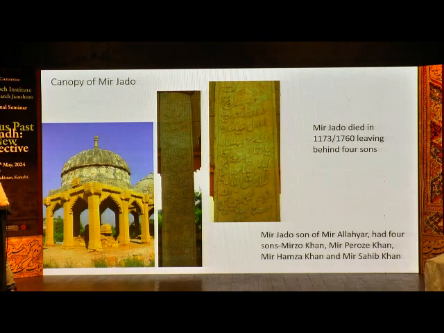For instance, if you look at this, this is a canopy, as we call in Sindhi, chhatri. On one of the columns or the pillars of the chhatri is an inscription, which bears the name of Mir Jado, the son of Mir Alayar, who died in 1173 Hijri, in 1760. And he had 4 sons: Mir Alayar, Mir Mirzo, Mir Peroz, Mir Hamza, and Mir Sahab Khan. So in this chhatri, the descendants of Mir Jado are basically buried.